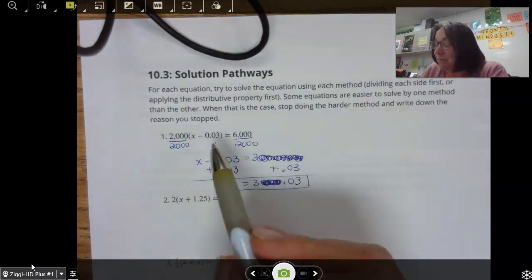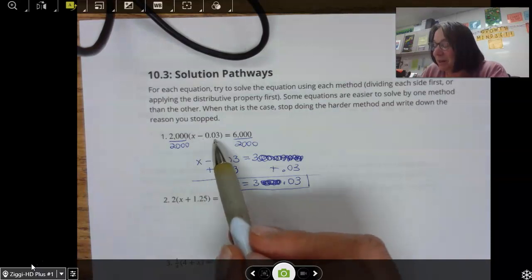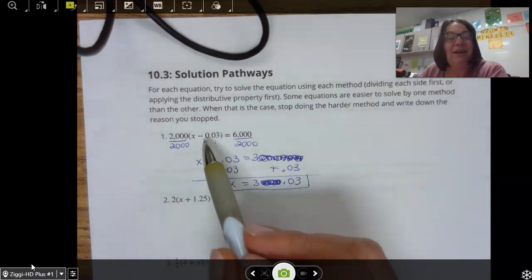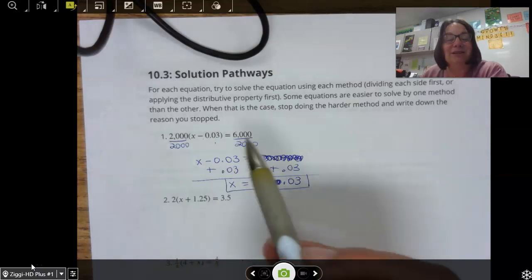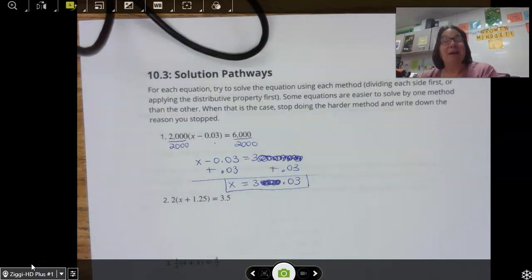And if I take 3.03 and subtract 0.03, I end up with 3. And 3 times 2,000 equals 6,000. See, by going back and substituting my answer in, I could see if I was correct or not. And it quickly told me that 3,000 would not be the correct answer, so I knew I had to go back and change something.